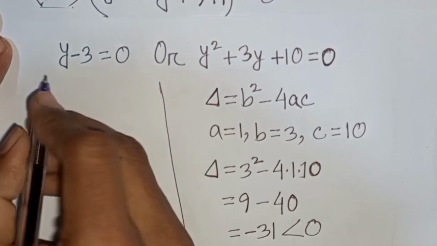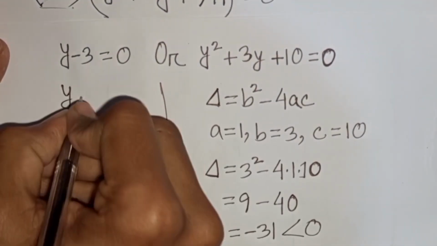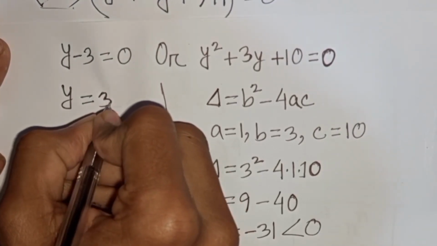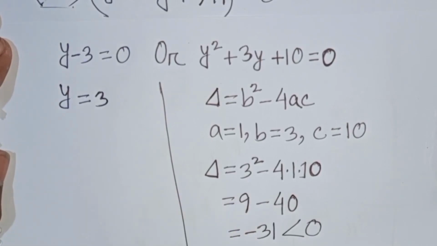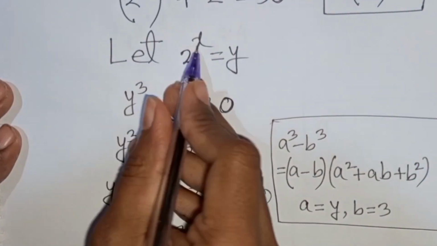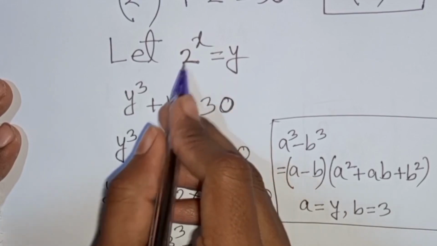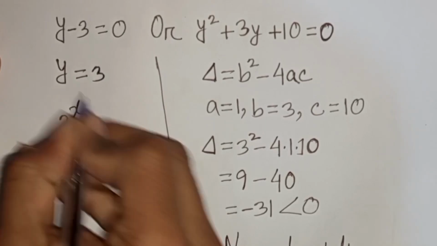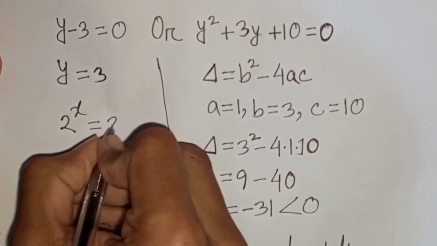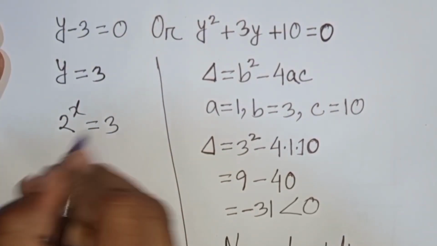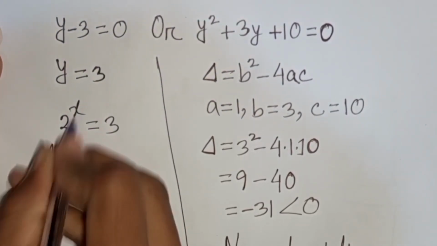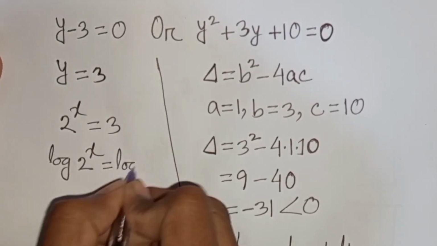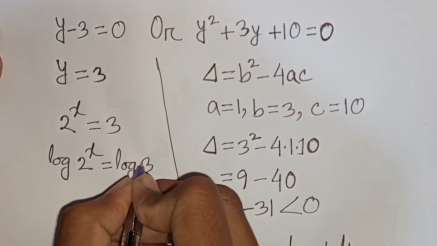Now from here y is equal to this minus 3 take to the right side, so this will be plus 3. Now we see y is equal to 3, but remember that let 2 power x be substituted by y. So y, that means 2 power x, so 2 power x is equal to 3. Now we take log in both sides. You can write here log of 2 power x is equal to log of 3.